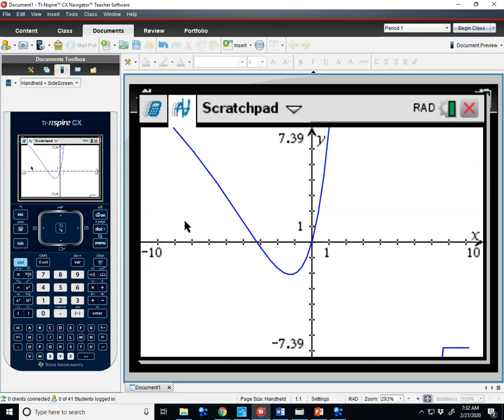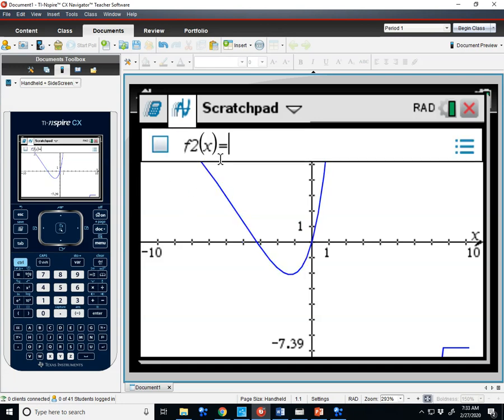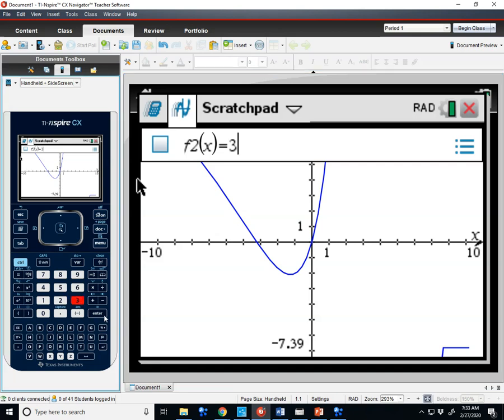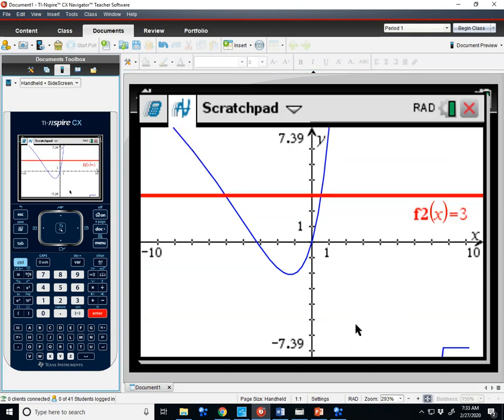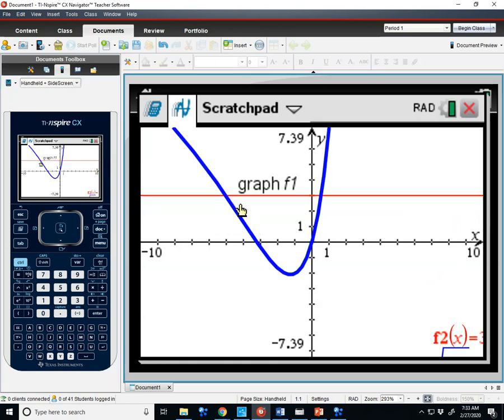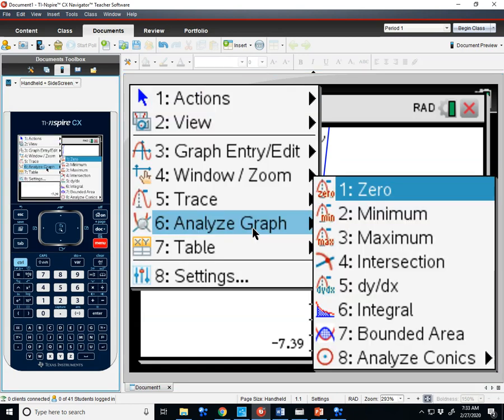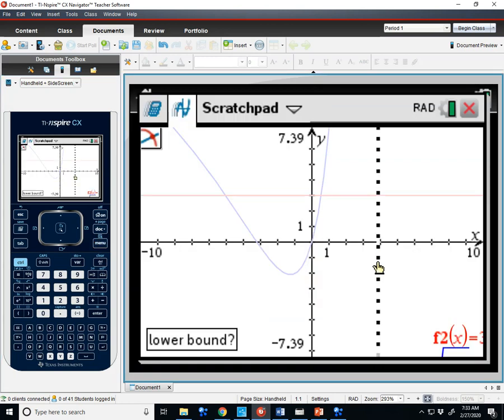Then I'm going to hit the tab key, and I'm going to put in F2, I'm just going to put in the 3. It's going to give me a horizontal line. So this one didn't give me any domains, so we're going to find those. See how it intersects twice? So how many answers are there? 2. So we go menu, analyze graph. What did I say we were supposed to push? Intersection.